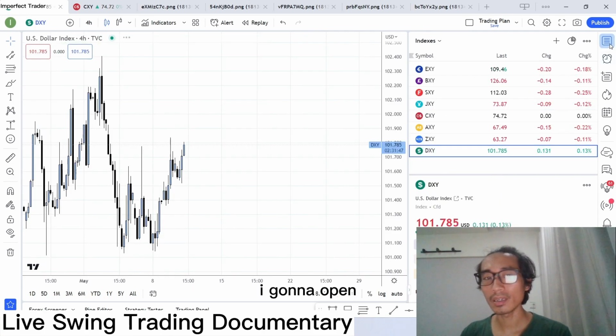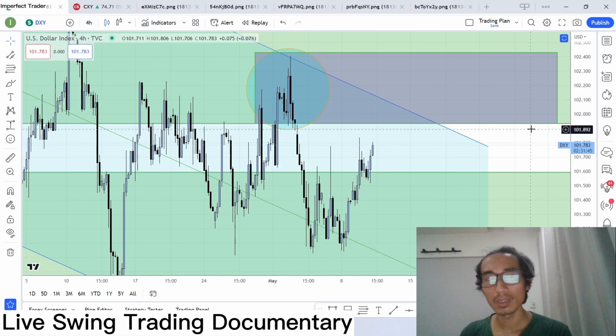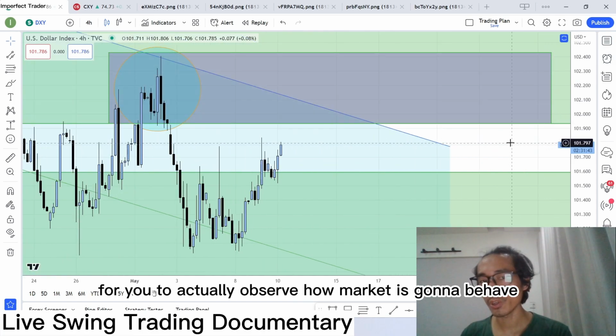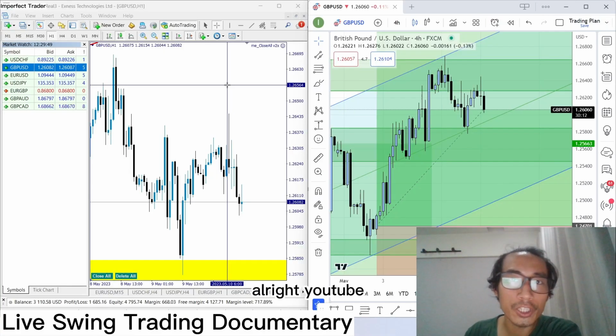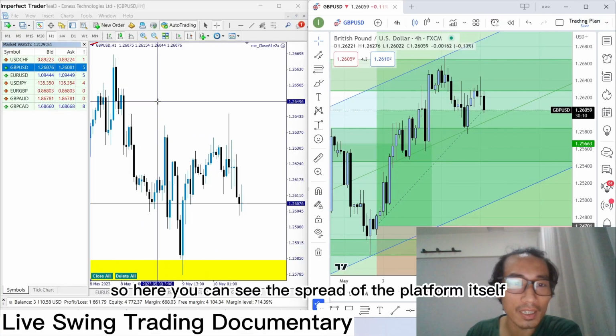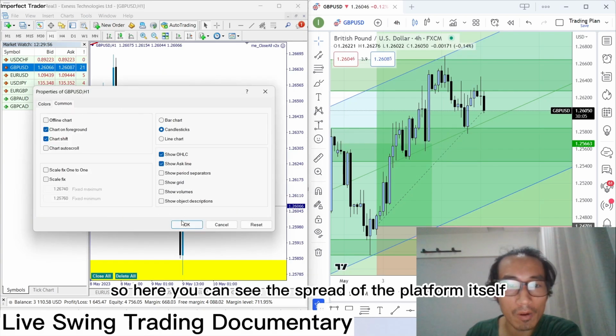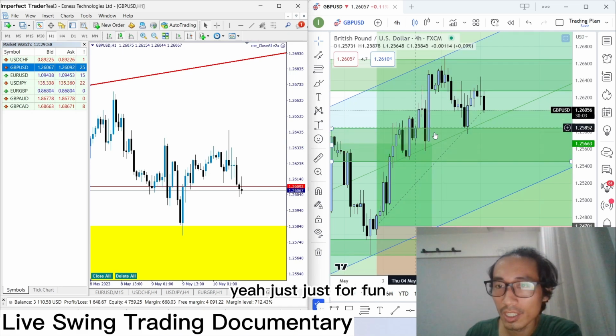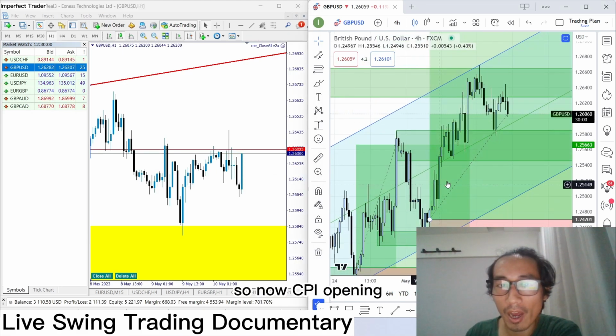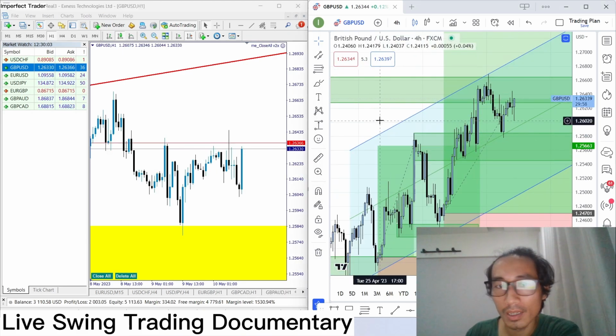So during CPI, I'm going to open the live market condition for you to actually observe how the market is going to behave. Alright, YouTube. Here you can see the spread of the platform itself. Just for fun. So now CPI opening. Let's see how it trades.